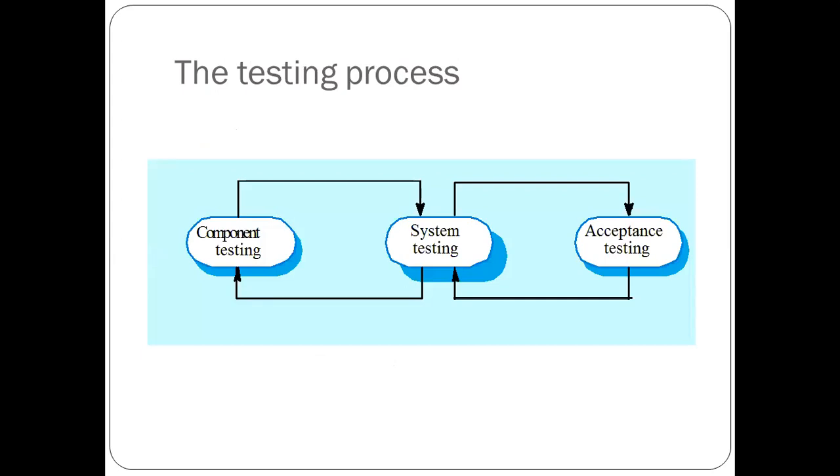Now the testing process, here we can see. First is called component testing. Second is system testing, and final is acceptance testing. At component testing, we will divide our software into a number of units, and after that we will integrate all those units. So that is called component testing.